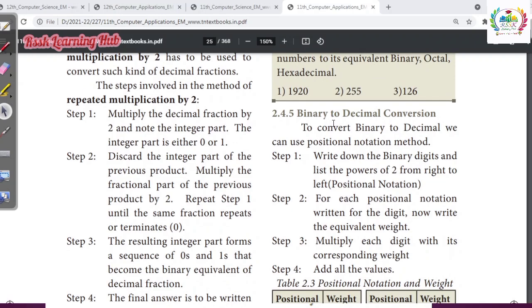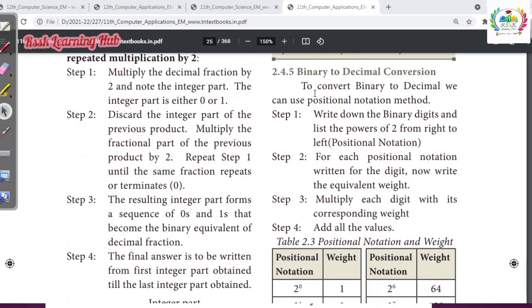What is the value? Binary to decimal. So for that, what are the steps? Binary means it is represented by 2. Decimal means you have to convert it to 10. So write the binary digit and list the power of 2 from right to left as positional notation. Starting from the right, you have to write the positional notation value to the power of, like that.